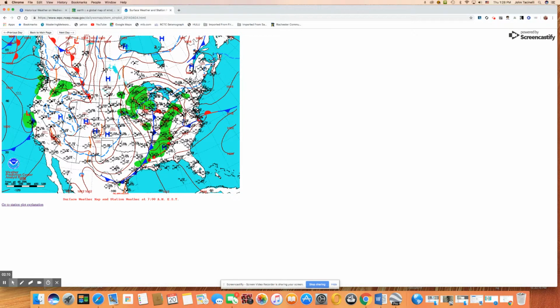Now, when we go to the next day, the 4th, now you can see it's really gotten organized here. So we have a pretty strong looking low right over here. The isobars are wrapping around that. We have a strong pressure gradient.